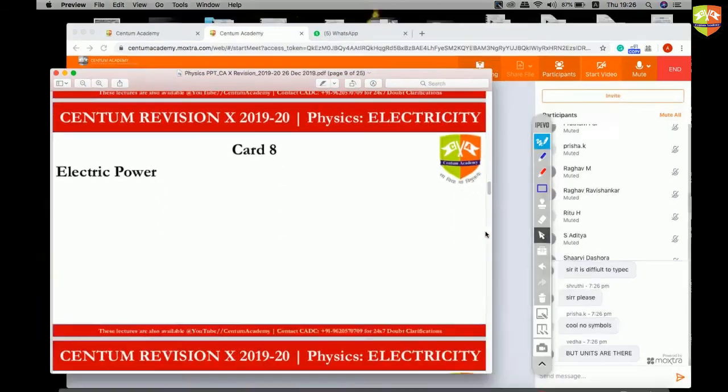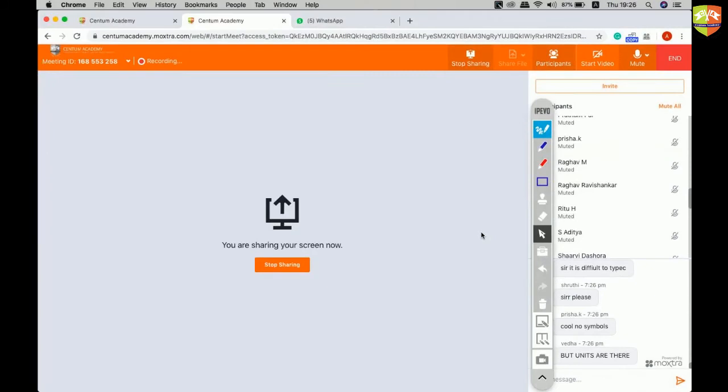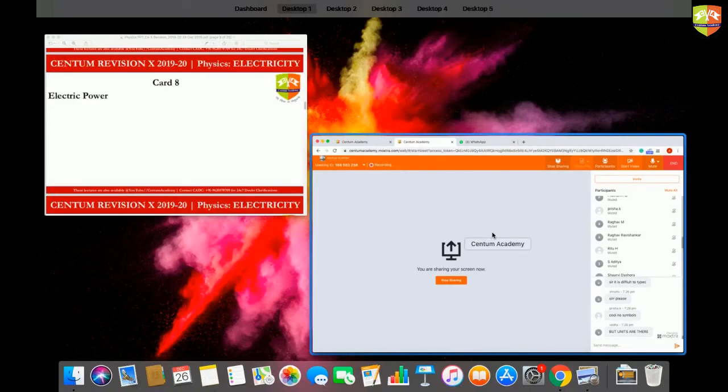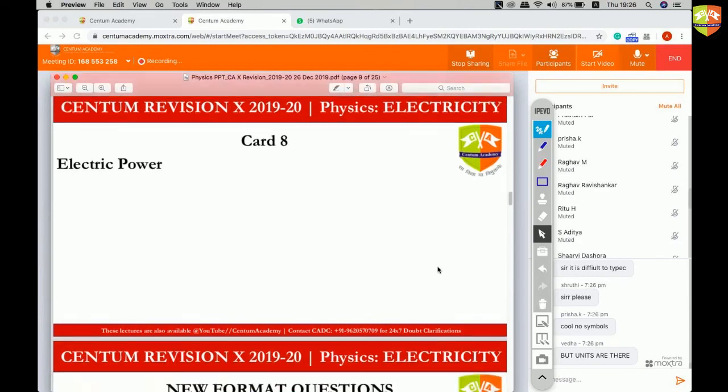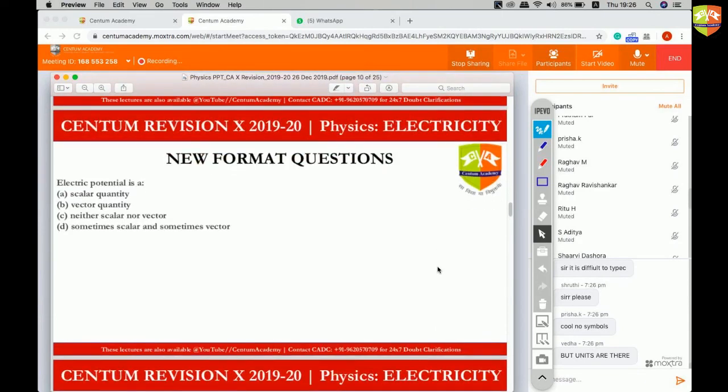Let's start. These questions are taken from previous year papers. Clear? So they will have their standard answers. There are new format of questions being introduced by the CBSE. There will be multiple choice questions plus fill in the blanks as well. So the first question: electric potential is a scalar, a vector, neither a scalar nor a vector, or sometimes scalar and sometimes vector.